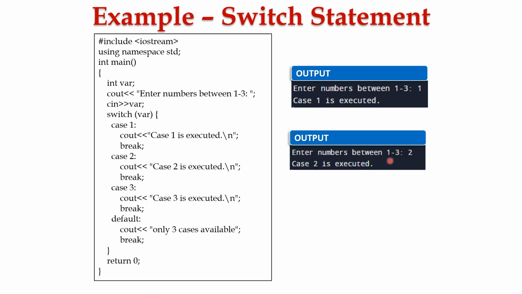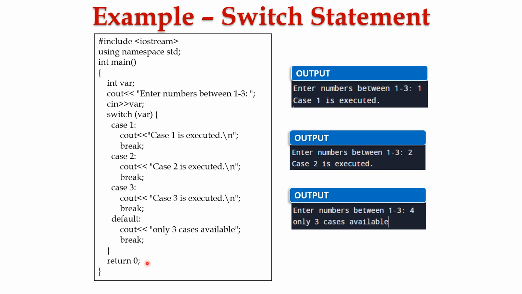In next output, we can see that the user has given the value 2 for the variable var. So now switch case has the value 2 and it matches with the case 2. So case 2 is executed as displayed to the user and the program gets terminated here. In next example, we can see that the user has given the value 4. So the value 4 is not matched with any of the cases. So the default case is being executed and only three cases are available is displayed to the user and the program gets terminated here. So hope you all are clear in switch statement.